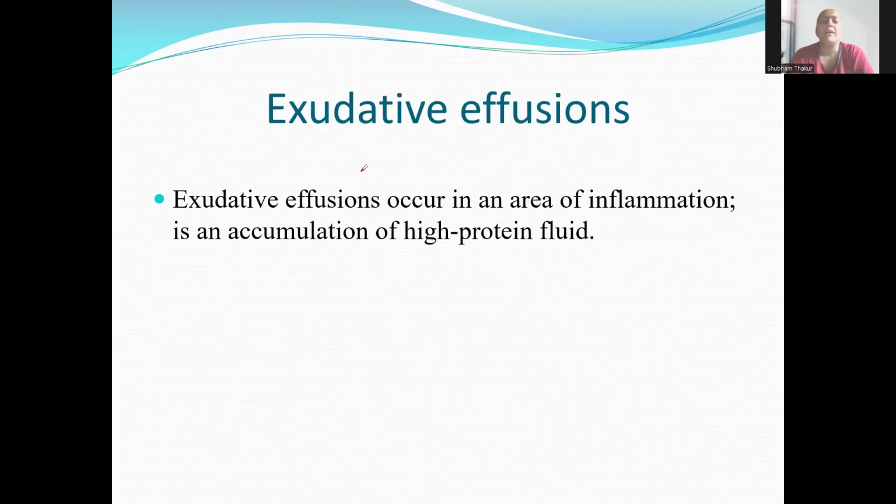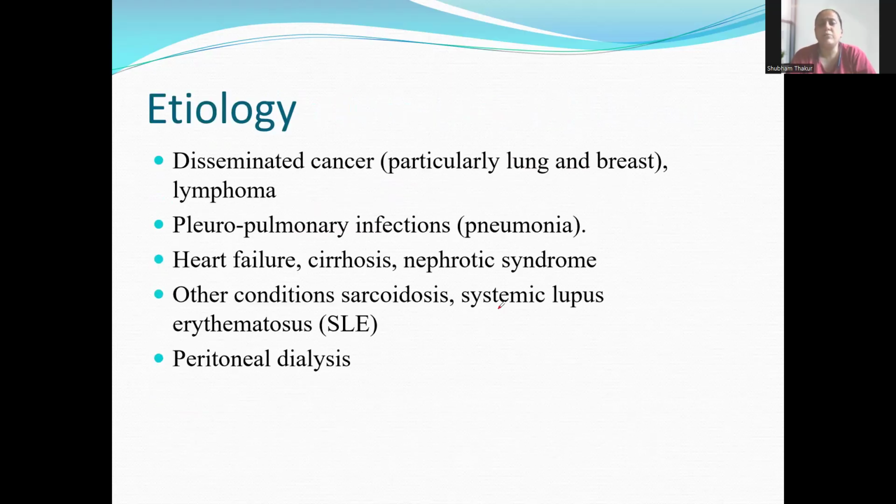Exudative effusion. Exudative effusions occur in the area of inflammation. It is an accumulation of high protein and fluid. So in exudative effusion, where inflammation is present, high protein should be there. And the etiology, what are the causes for that? Disseminated cancer. If the patient has lung cancer, breast cancer, lymphoma, pleural pulmonary infection. With pneumonia, the patient has pneumonia, upper respiratory tract infection. So it will cause pleural effusion.